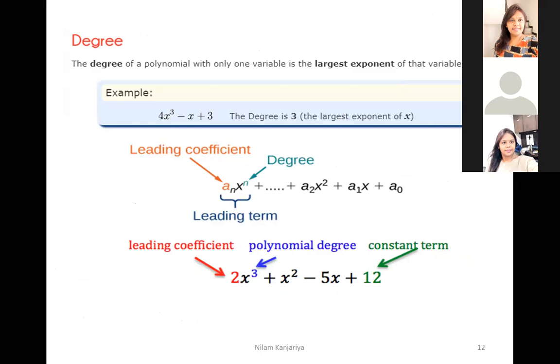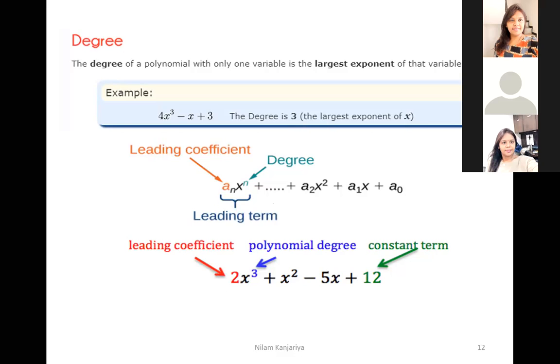Now someone may ask you to also find the leading coefficient. Leading coefficient means that for the highest degree, its coefficient is known as the leading coefficient. What is the meaning of the leading coefficient? In a polynomial, the variable which has the highest power, its coefficient is known as the leading coefficient. Students, leading coefficient means if you have a variable x with the highest power, the number multiplied with it is called the leading coefficient.